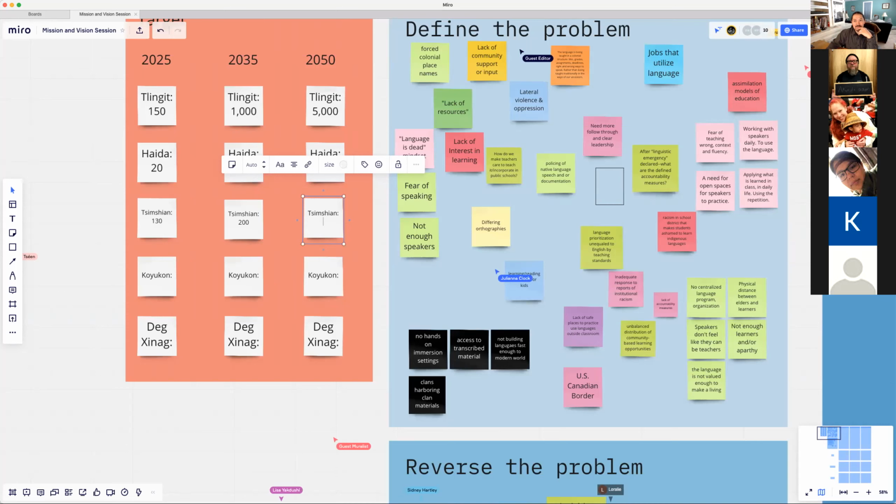What do you think this looks like? I think like the best dream would be like 500, like we have it in our schools, and our kids that we're raising are growing up on the language. So that would be about 500. Yeah, I agree. Great.